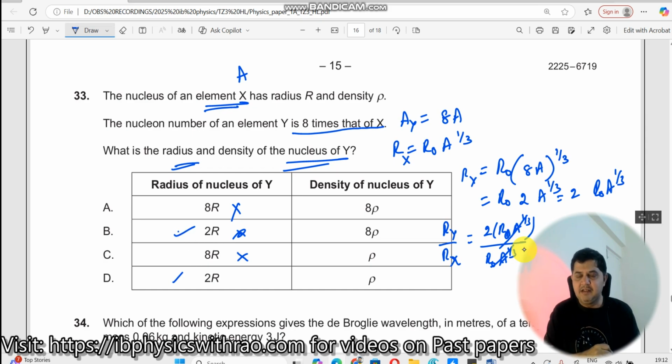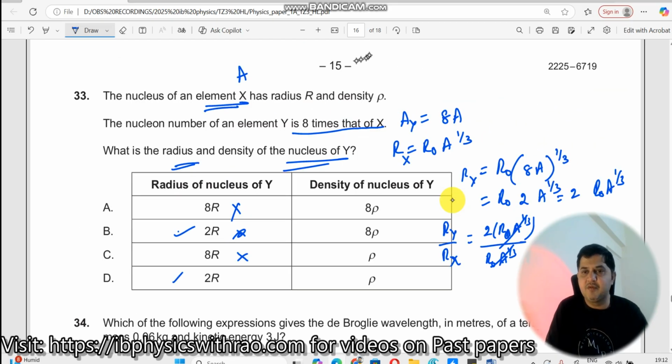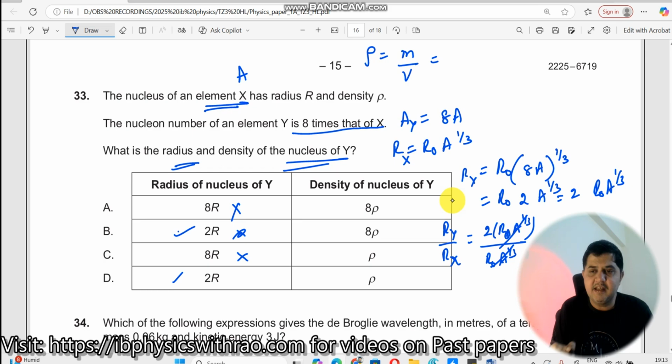What about density? The density of a nucleus is independent of the mass number. This has been proved elsewhere also, but if you still want me to prove it, I can do it here. Density of a nucleus is given by mass divided by volume, right? Now what is mass? This is the mass of a nucleus, and there are A nucleons present here, with the mass of each nucleon being M. I can write it like this.